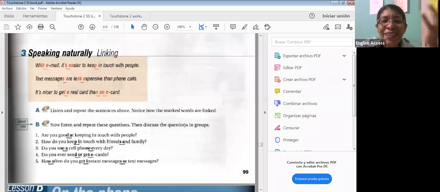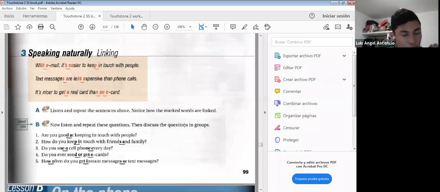Okay, so that's the reason why this is called speaking naturally. So one more time. With email, it's easier to keep in touch with people. Try to do it, Luis. With email, it's easier to keep in touch with people.